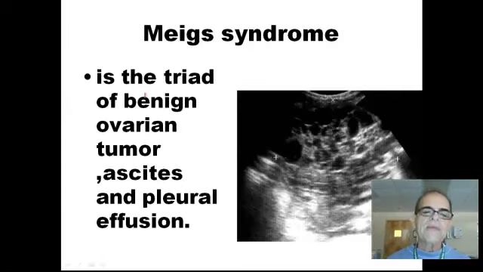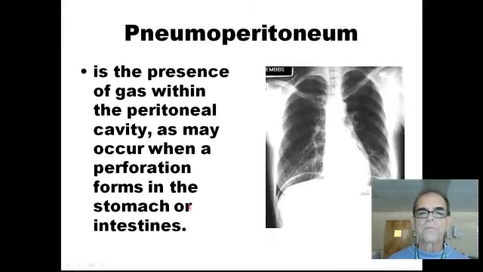Meigs syndrome is a special syndrome of a benign ovarian tumor, ascites, and pleural effusion. The peritoneal cavity and the pleural cavity have communication. Sometimes if you have free fluid in the peritoneal cavity, the free fluid can also move into the pleural cavity. Meigs syndrome.